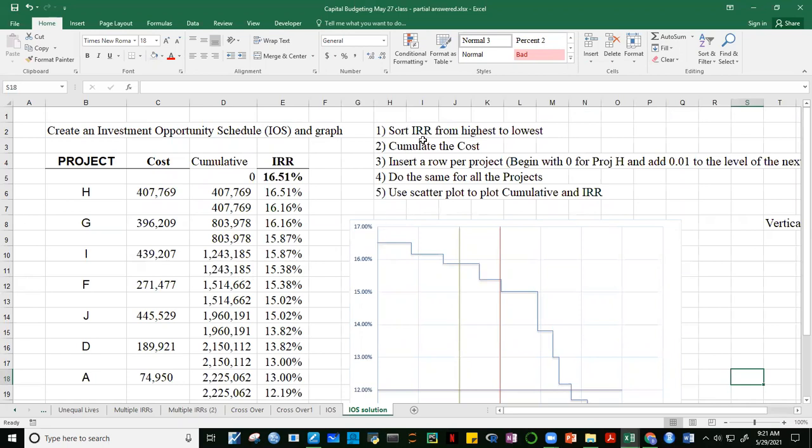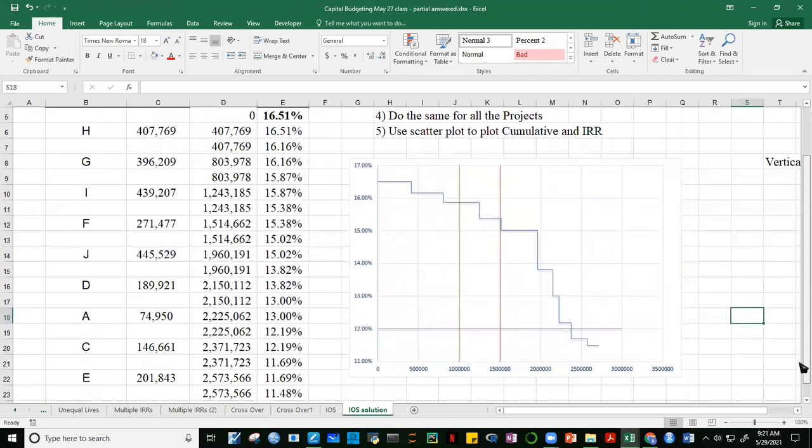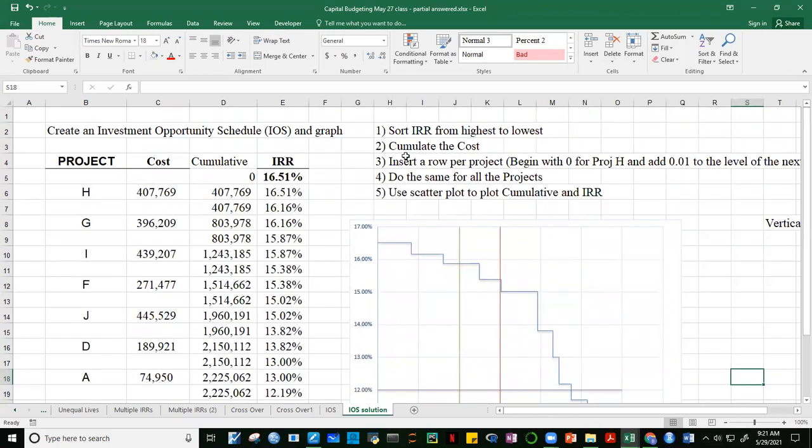So first we sort the IRR from highest to lowest, because the end goal is for us to be able to come up with this step ladder function of your investment opportunity schedule. And then we will cumulate the cost and then insert a row per project. I'll explain this. Do the same for all projects, and then finally plot using scatter plot. So this is the end goal in mind. So we will have to do this first. Let's first sort.